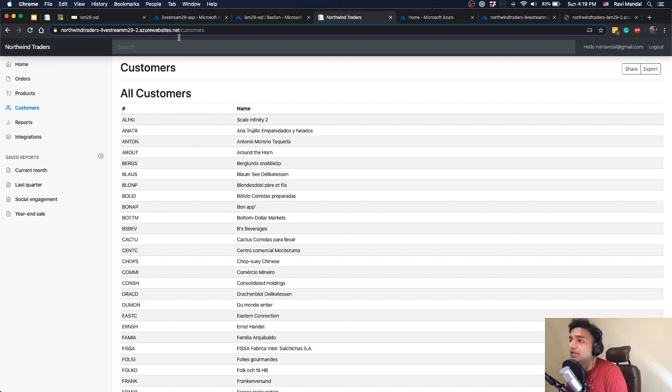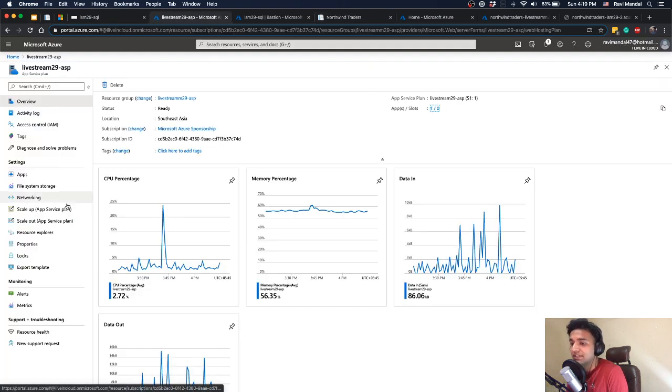Now let's see what happens if the users increase in this case. Currently I haven't set up any auto scaling, so it will stay whatever it is right now.